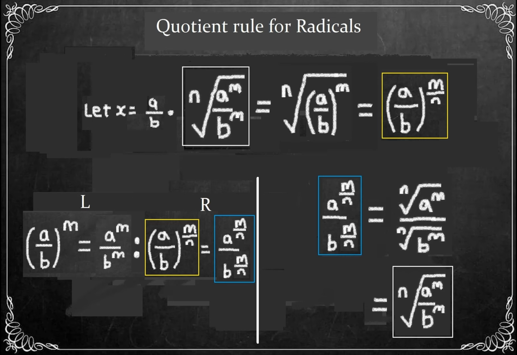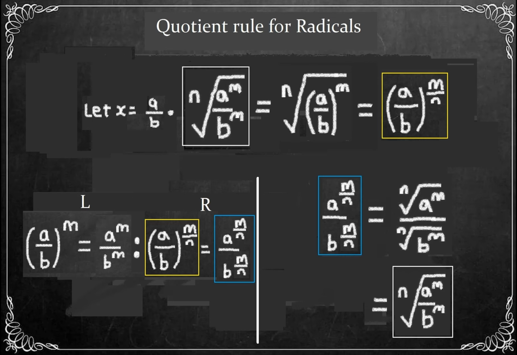The first white box, by the quotient rule for exponents, can be rewritten as the nth root of a over b to the power of m. Recall the definition: the radical as a rational exponent is for any positive real number x. Then we can let x equal a over b. We know the right-hand side equals a over b to the power of m over n. See that?